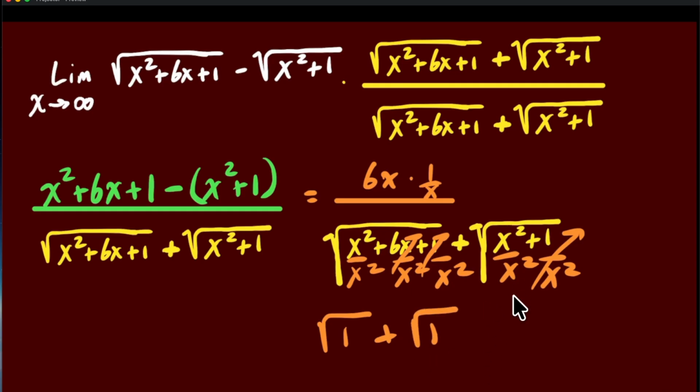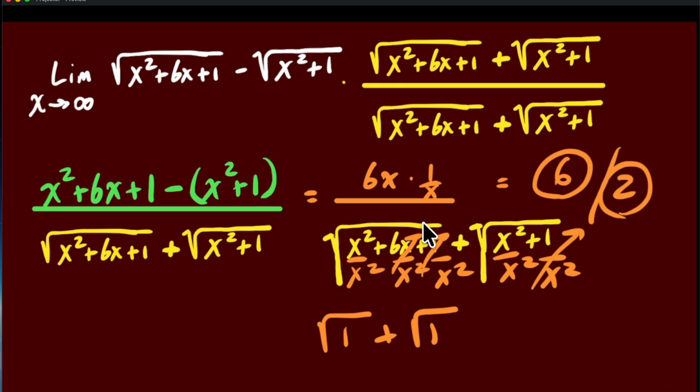X squared over x squared, and on top you have 6x times 1 over x. The numerator becomes 6, the denominator becomes 2. The final answer to this limit is 3. And we're going to do plenty of examples of a quadratic under a radical and how to approach that.